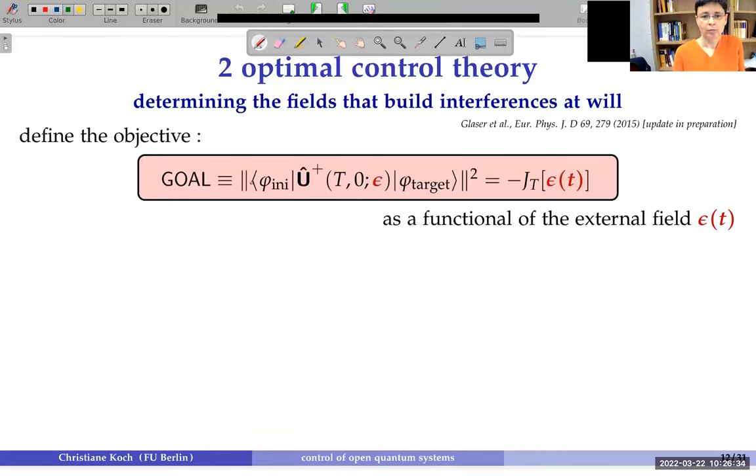For example, we want an initial state, after we've time evolved it under an external control epsilon, to perfectly match the target state. So this is the time evolved state. And if this scalar product with a target state is close to one, then except for a global phase, the final state matches our target state. And now, of course, you could say, well, that's just a formal definition, but why does it help us? It helps us because we can treat this as a functional, a function that itself depends on a function. And that function that our goal depends on is the external field, which is yet unknown.